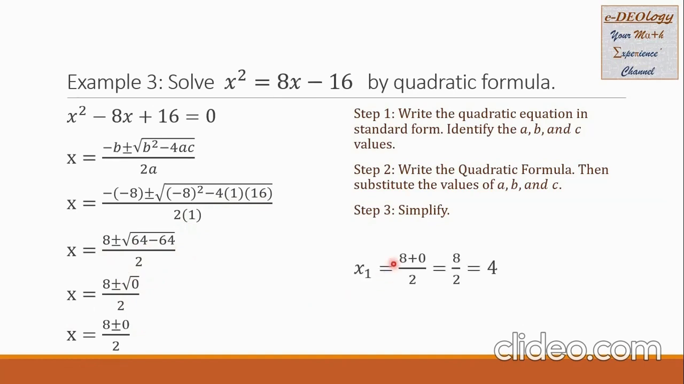At this point, we will now split our x into plus or minus. The x sub 1 is 8 plus 0 all over 2. 8 plus 0 is 8 over 2, which is equal to 4. X sub 2 is 8 minus 0 all over 2. Also it is 8 over 2, and that is equal to 4. You see here our values are the same. It's like the solution of the quadratic equation is simply a single number, and that is 4. This is our final answer.